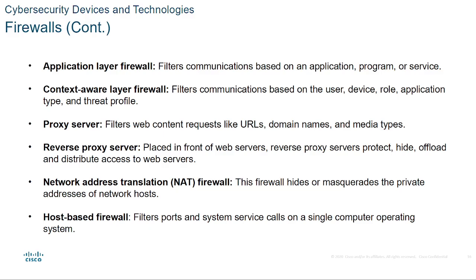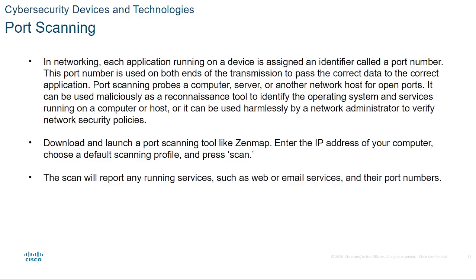So reverse proxy servers protect, hide, offload, and distribute access to web servers. Then there's something called the network address translation firewall. So this NAT firewall hides or masquerades the private address of network hosts. Then there's host-based firewall, which I explained previously. It filters port and system service calls on a single computer's operating system. Just like you can find Windows Firewall on your Windows devices.